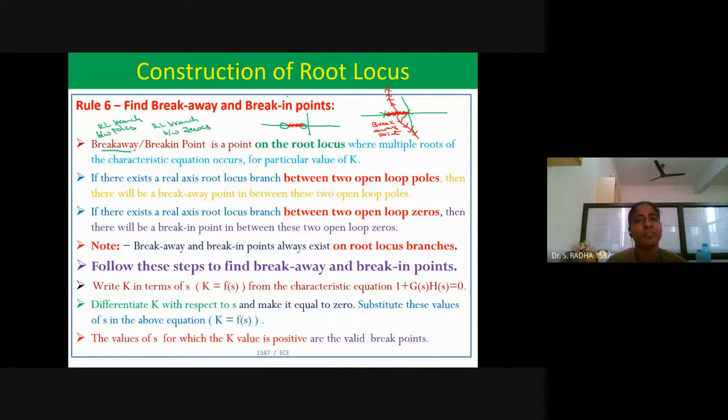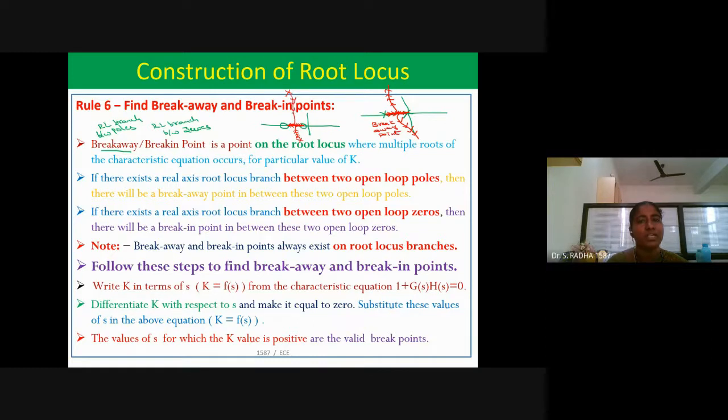In this case, we assume there will be a pole at infinity, and a branch will start from there, and somewhere it will break in and reach the zero. Another branch will start from infinity, break in and reach the second zero. From the pole it is coming. This is the direction.